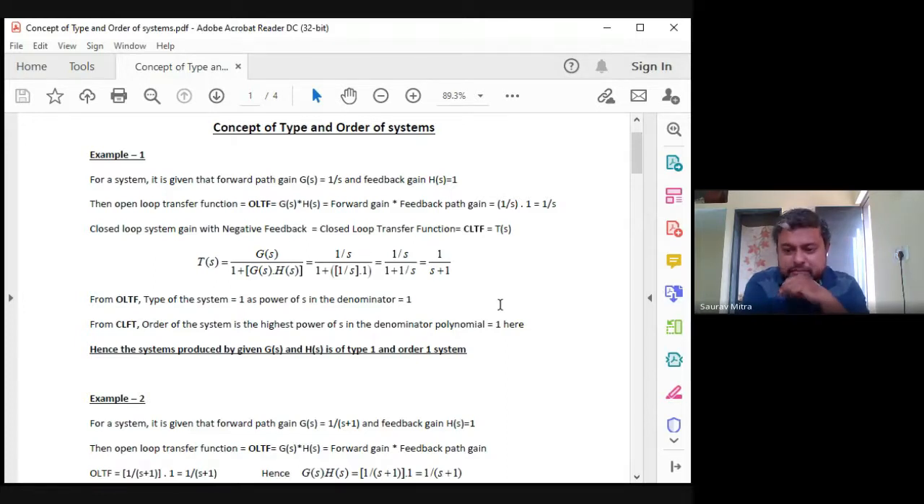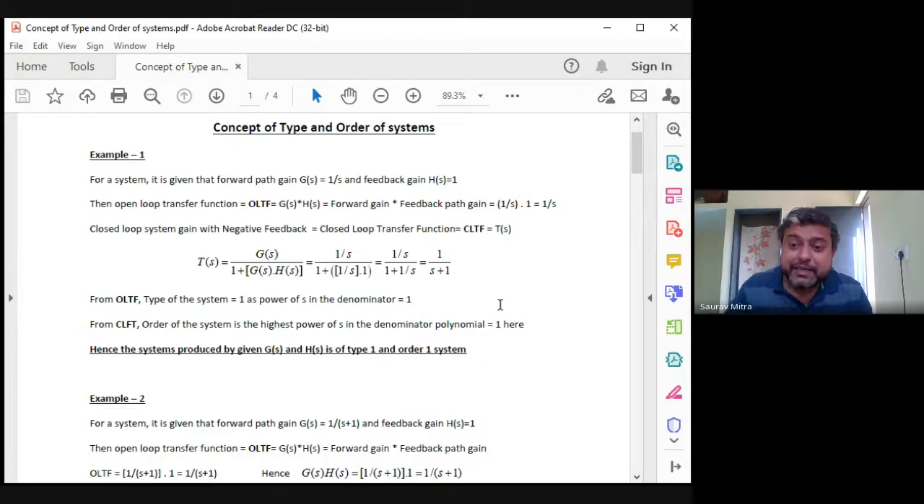Stable system, because the pole is lying in the left hand side of the s-plane. So your understanding is now complete. We started with G(s) and H(s). What all can be found? First find the open loop transfer function. What is the open loop transfer function? G(s) into H(s), that is 1 by s into 1, which is equal to 1 by s.